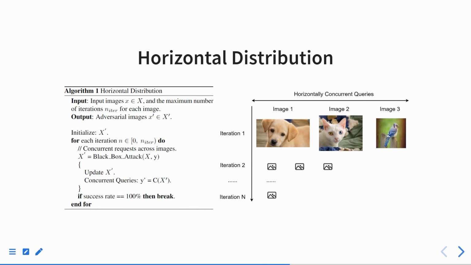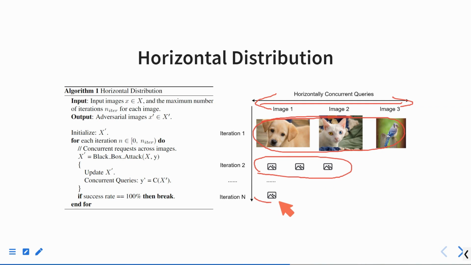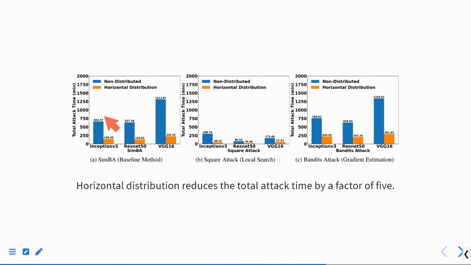Horizontal distribution sends out concurrent queries across images at the same iteration, so we receive the query results for different images simultaneously and then move on to the next iteration. The benefit of using horizontal distribution is that we do not need to redesign the black box attacks. We only need to replace the original model queries with concurrent queries. After applying horizontal distribution, we can see that the total attack time is reduced by a factor of 5. The total time of attacking 100 images was reduced from over 20 hours to 4 hours.